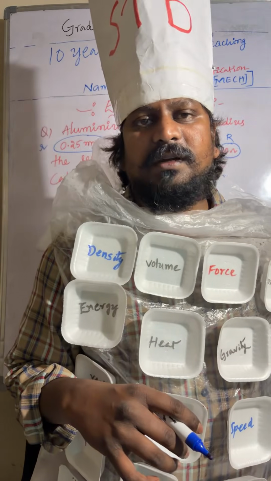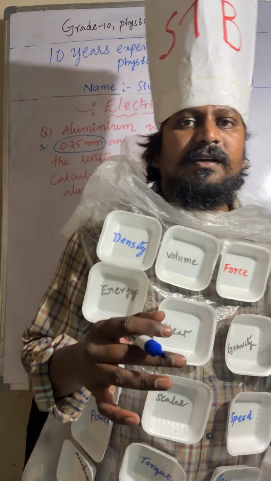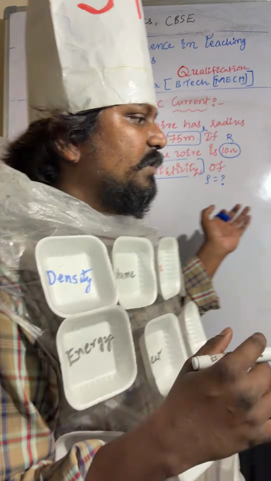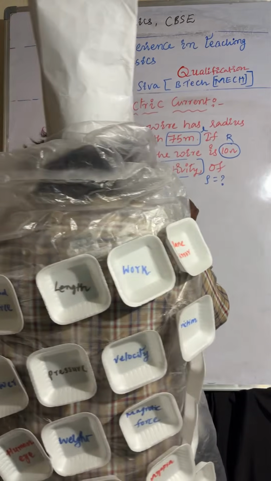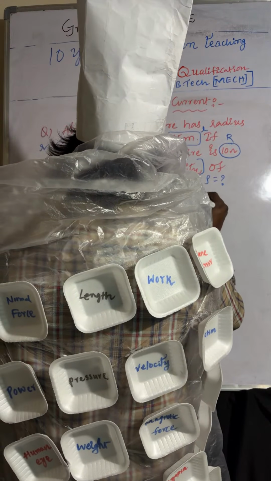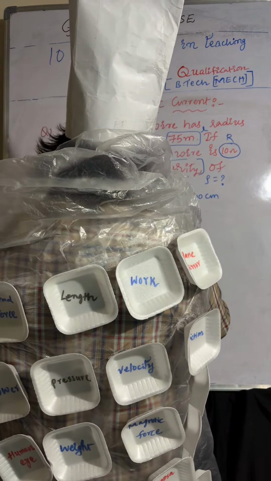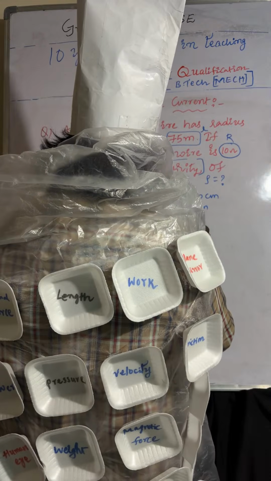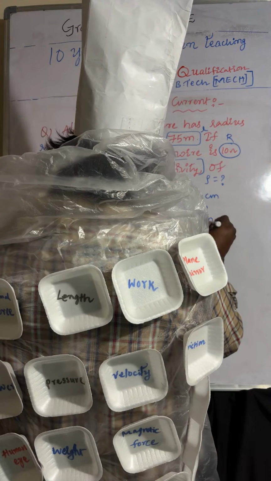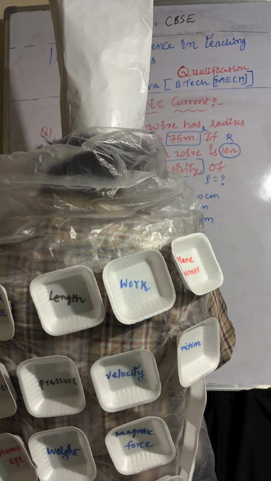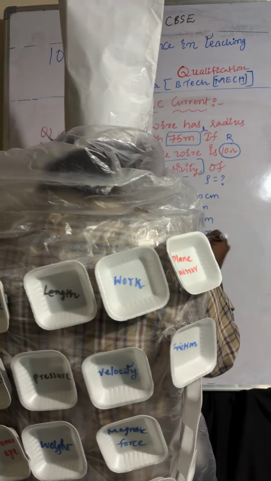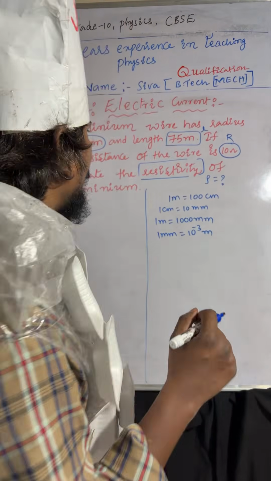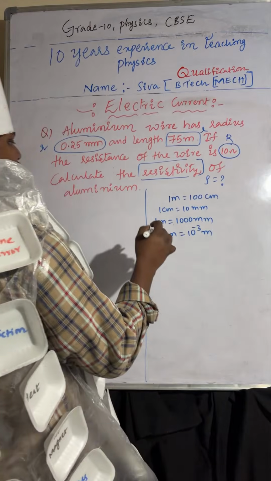First you have to convert into meters. Previously I gave that conversion, right? 1 meter equal to 100 centimeter and 1 centimeter equal to 10 mm, so 1 meter equal to 1000 mm. So 1 mm equal to 10 power minus 3 meter. That is very important. Now they given the radius.